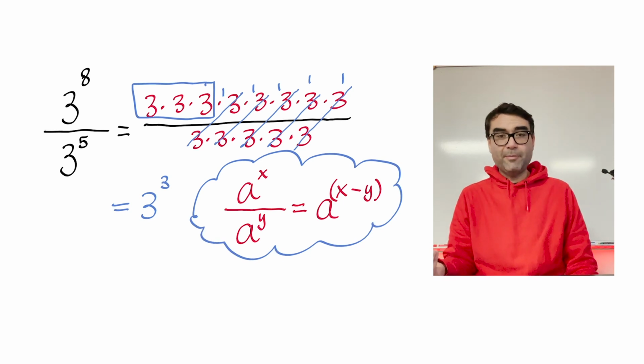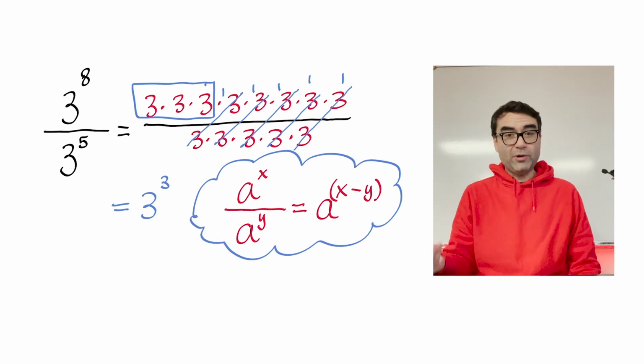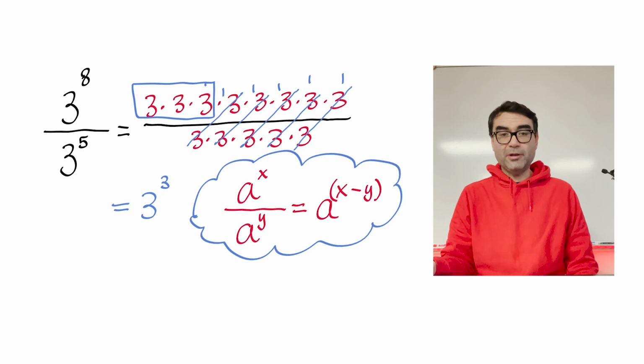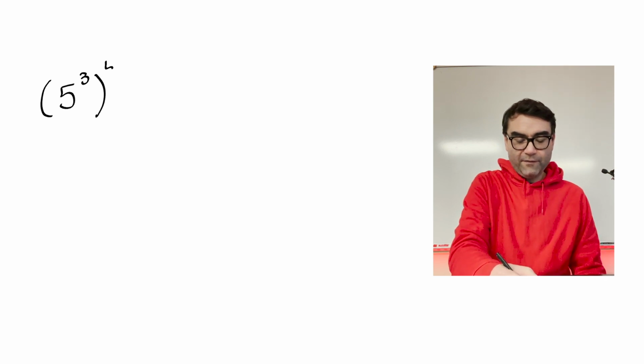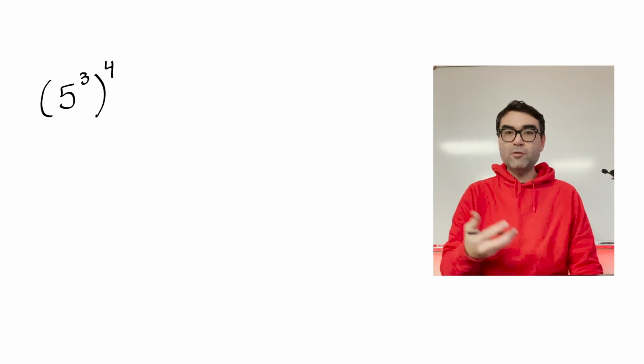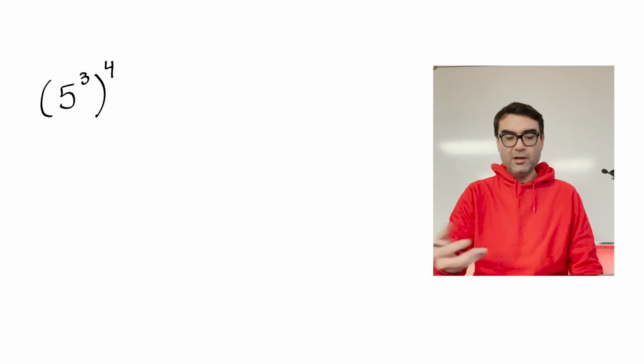So a very similar property to the one we just did. When you take the product of powers, you find the sum of the exponents. But when you take the quotient of powers, you take the difference of the exponents. Lastly, let's look at another example here. What if you had 5 to the 3rd power to the 4th power? So what happens when you raise an exponent to another exponent? Or I should say, what happens when you raise a power to another exponent?